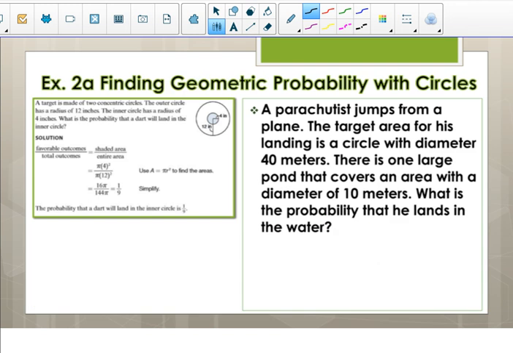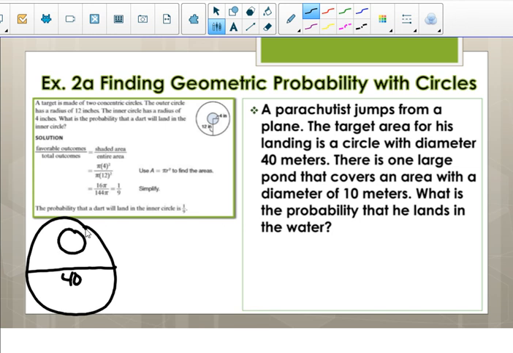Example 2a, find geometric probability with circles. So you're going to be dealing with the area of a circle, so pi r squared. Here it says a parachutist jumps from a plane. The target area for his landing is a circle with a diameter of 40 meters. So let's say here's the landing spot. So directly across is 40. And there's one large pond that covers an area with a diameter of 10 meters. So let's say this is the pond. This one has a diameter of 10. What is the probability that he lands in the water?